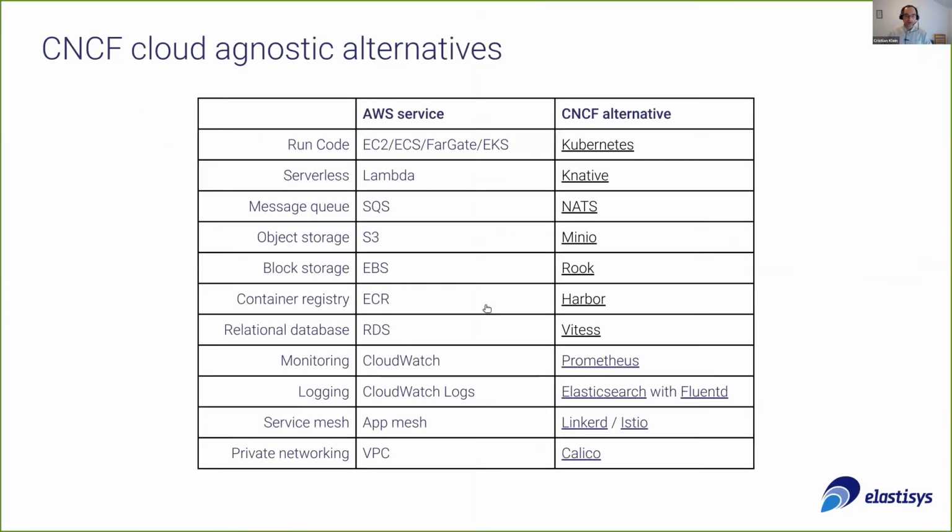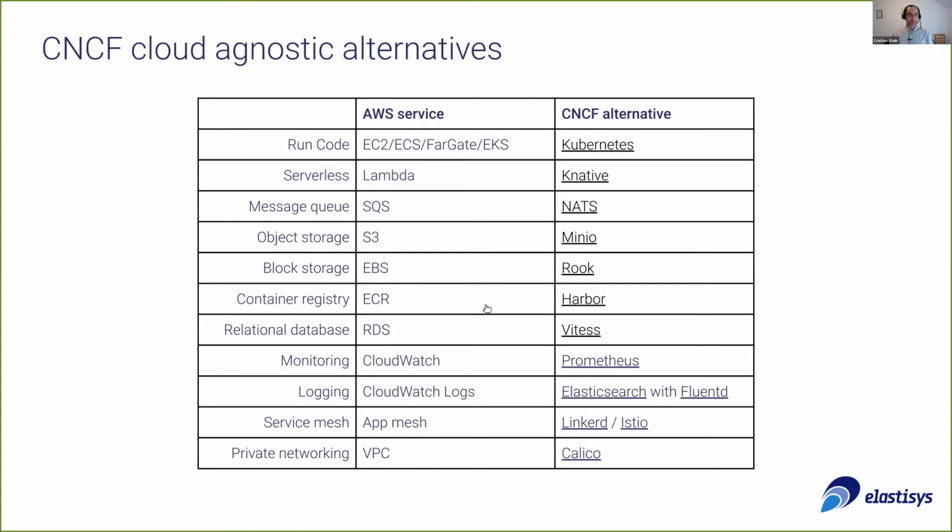So here I'm giving a rather long table of what it would mean to move away from, let's say, AWS. For example, if you want to run your code as containers in AWS, you might do this via a service called EC2 or ECS or Fargate and so on. If you want to move away from that, you can use Kubernetes. In fact, the Kubernetes project has become kind of a standard for hosting all of the other projects that I will mention in this slide.